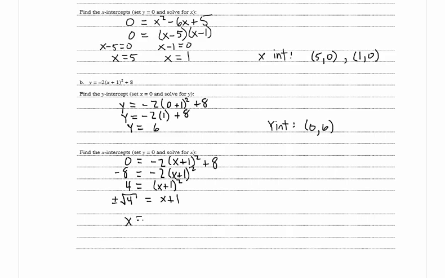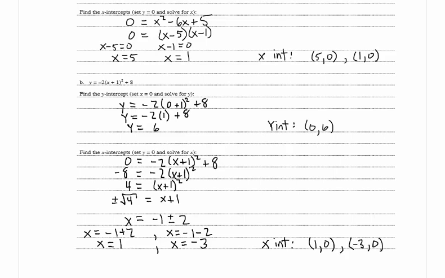So x is equal to negative 1 plus or minus, and the square root of 4 we can write as 2. So now we have x is equal to negative 1 plus 2, and x is equal to negative 1 minus 2. So we have x is equal to 1, and x is equal to negative 3. So our x-intercepts are 1, 0 and negative 3, 0. And that's all for this video on finding the intercepts of a quadratic function.